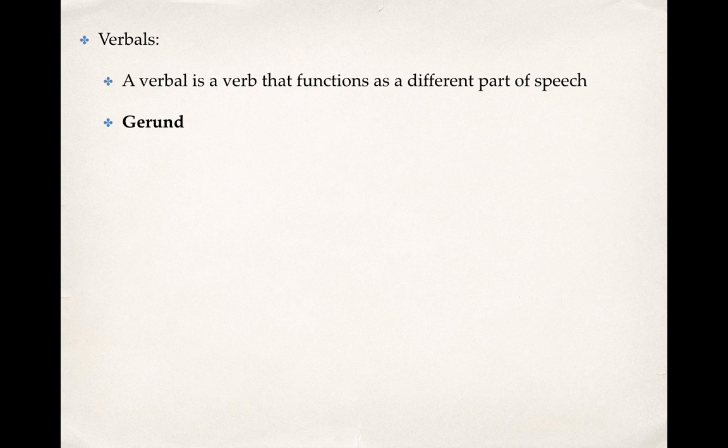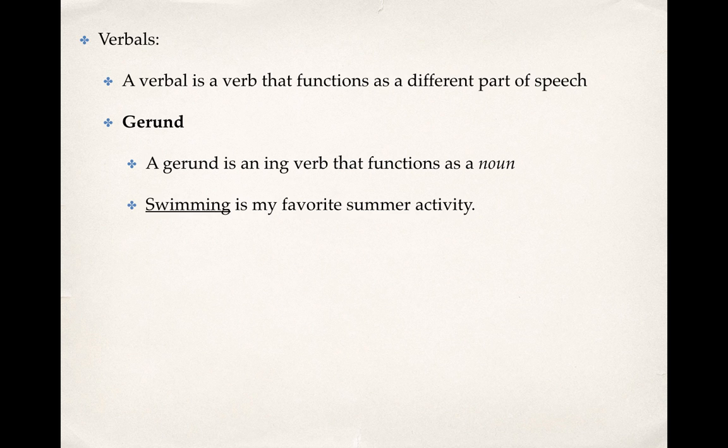For example, we are going to be learning about a verbal called a gerund. And you may have heard that word before, you may not have. Either way, it's fine. All a gerund is, it's an ing verb that functions as a noun. Okay? So, for example, swimming. So we look at the word swimming and we say, oh, that's a verb. Swimming is something you do. However, in this sentence, swimming is my favorite summer activity, the word swimming is functioning as a noun. It's actually functioning as the subject of the sentence here. So we have this term for that called a gerund.